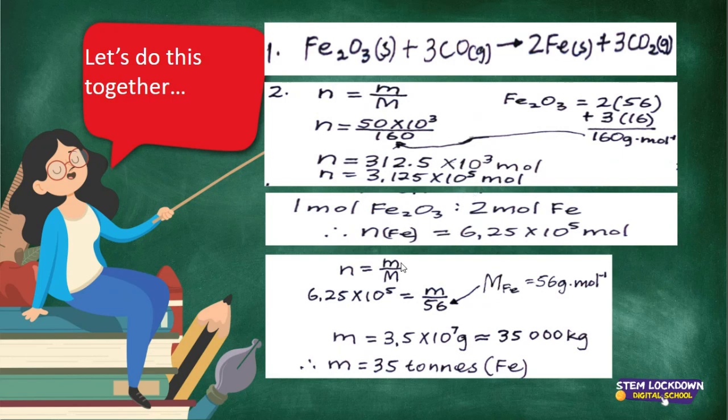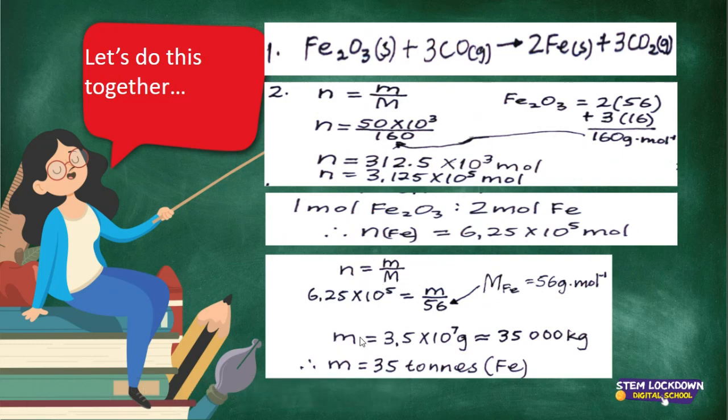Now we know that 1 mole of iron oxide produces 2 moles of iron atoms. So the number of moles of iron will be 2 times this, which is 6.25 times 10 to the power 5 mole.